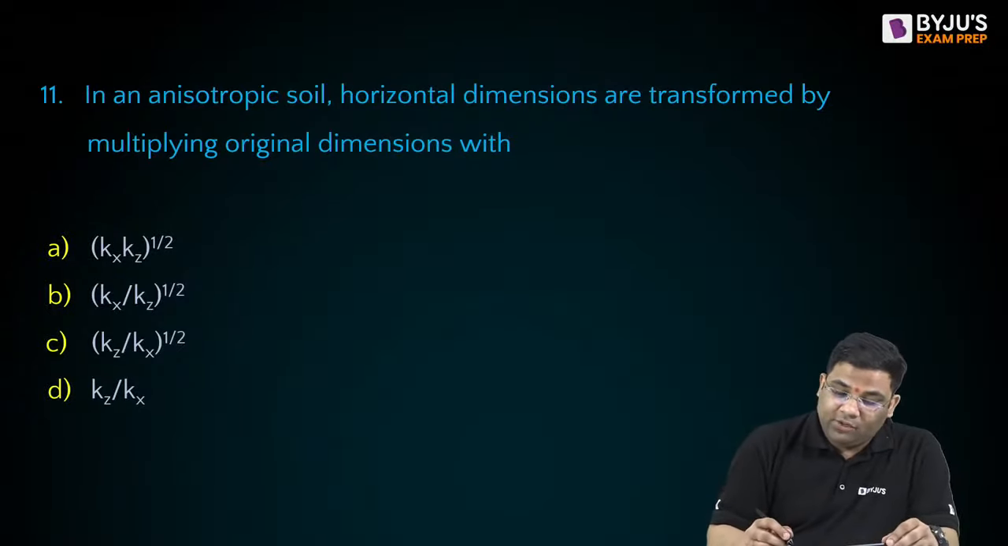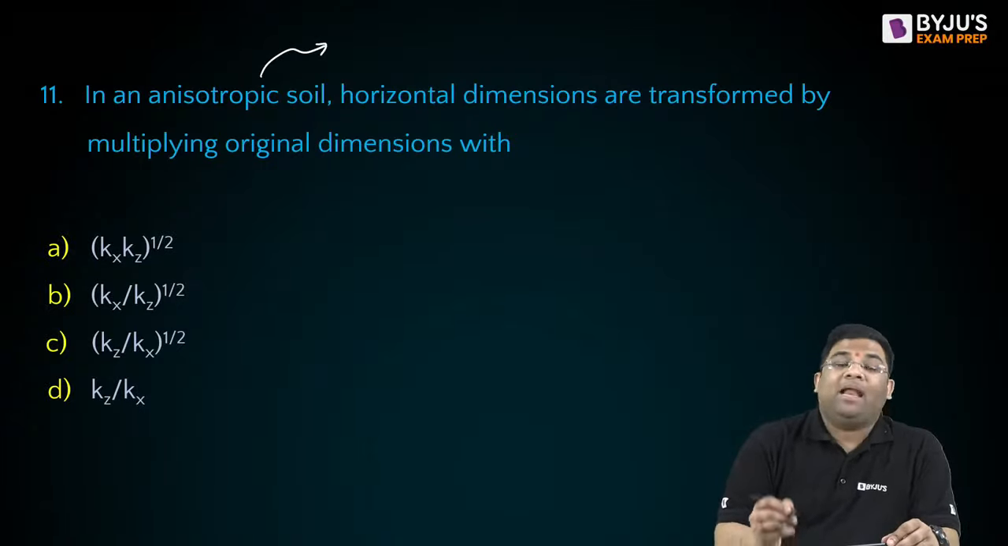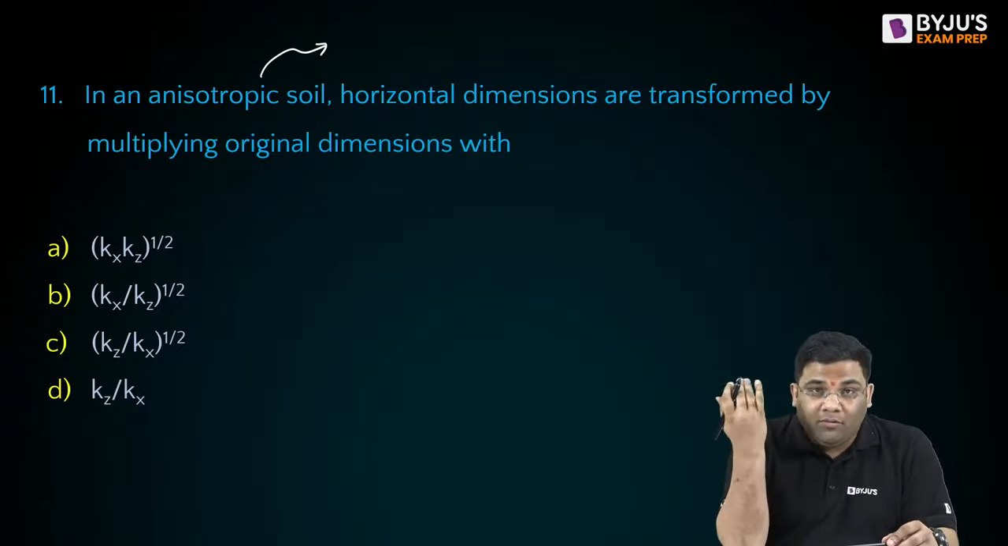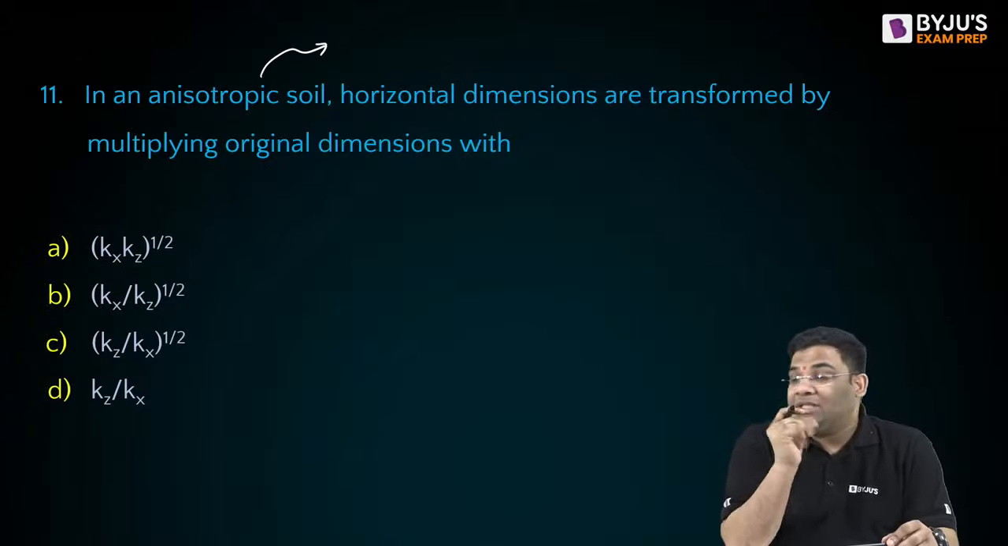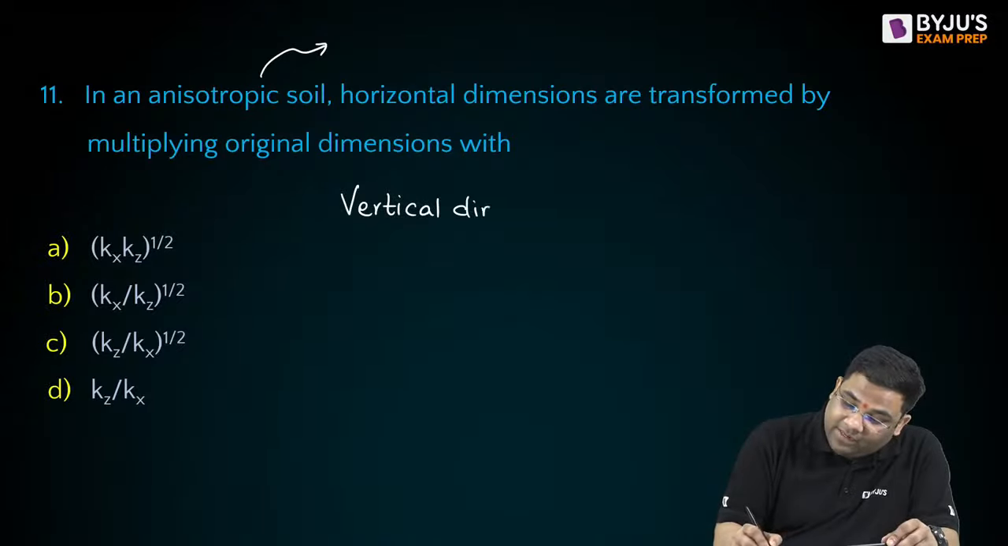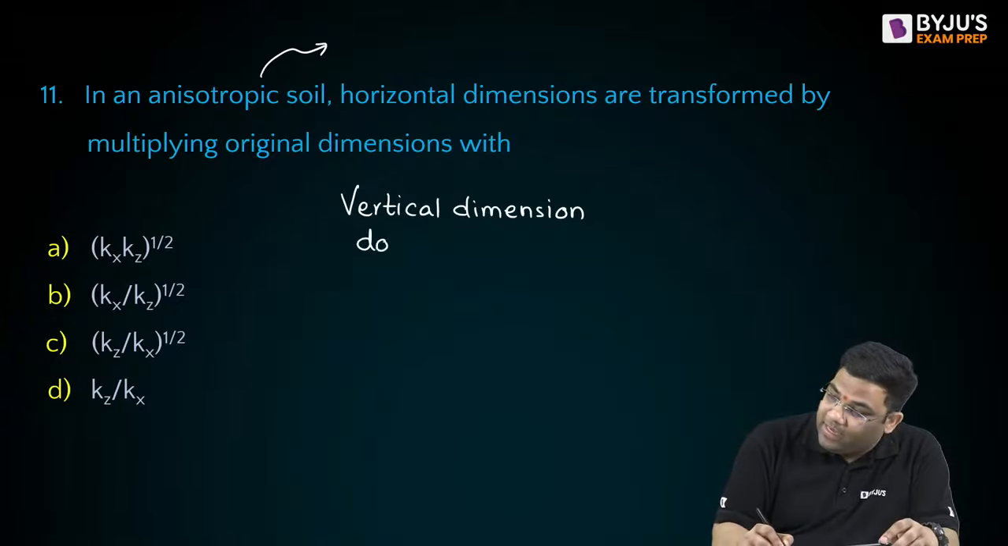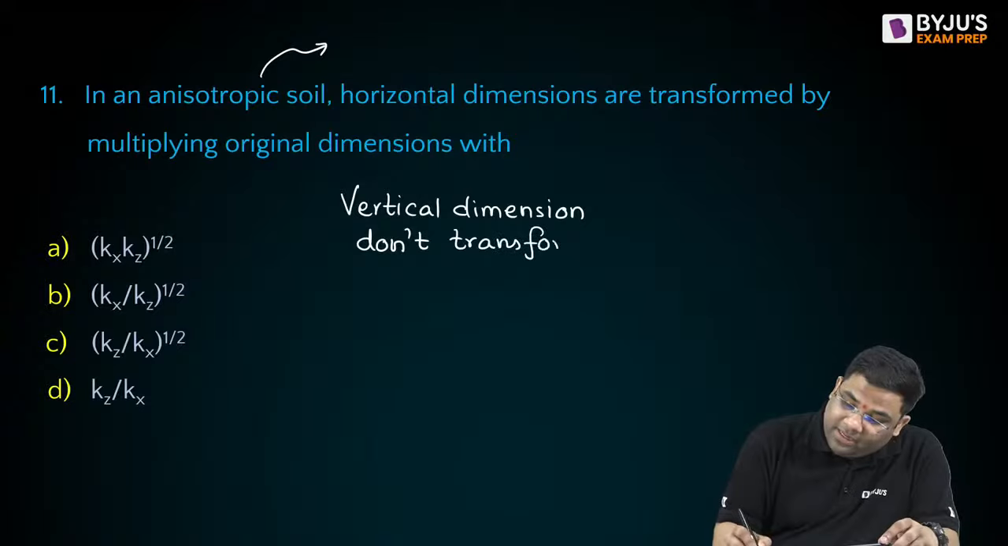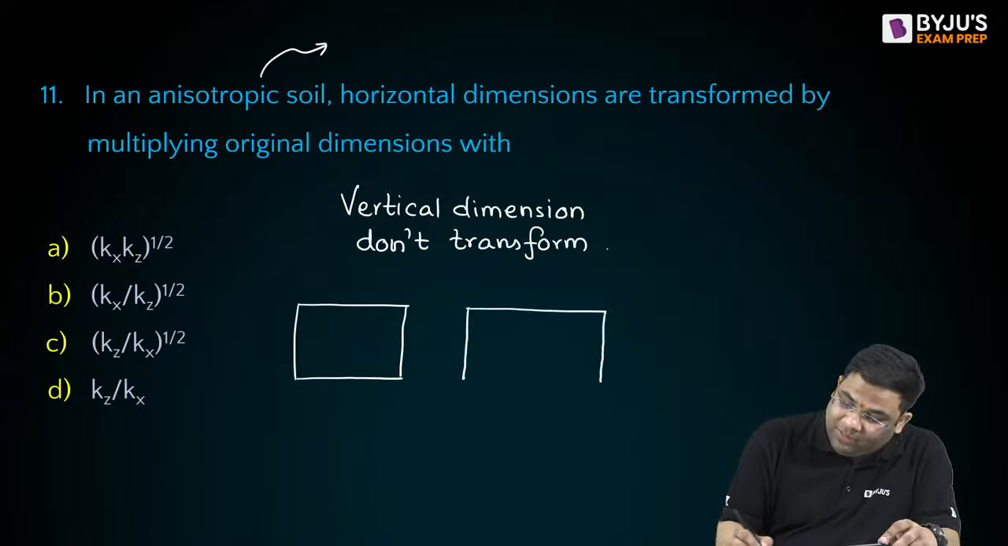So we know that in anisotropic soil, we cannot directly apply the equations of a flow net. So there we transform the section, right? And we know that vertical dimension doesn't transform, but horizontal dimension transforms. Suppose we have a rectangle like this. So in the transformed section, what will happen? The vertical depth will remain the same.